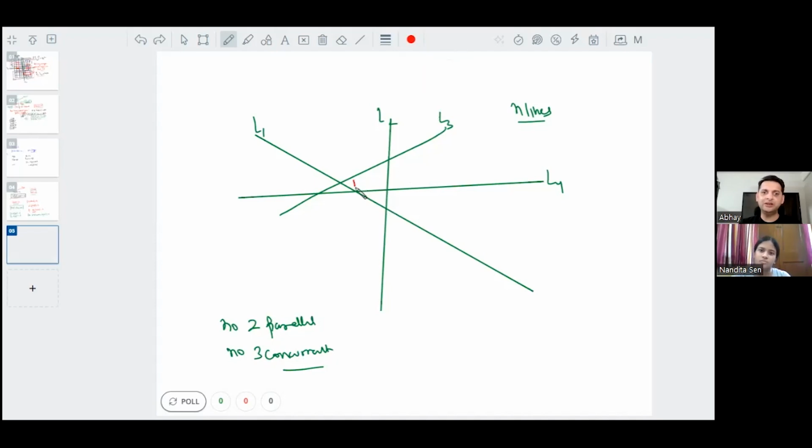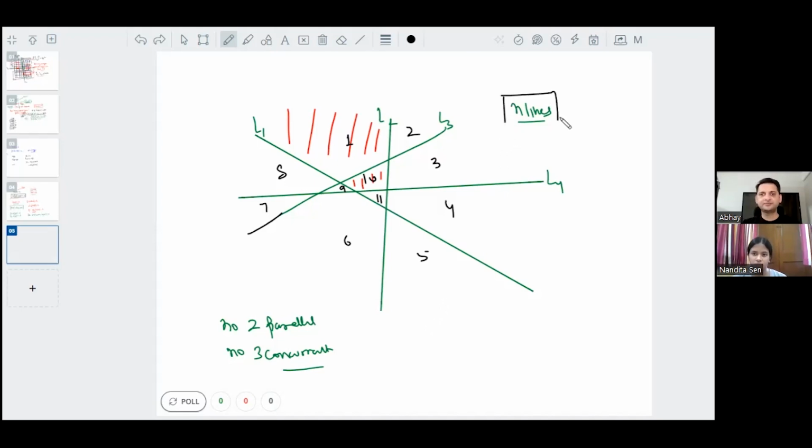It can be bounded like this. It can be unbounded like this. For example, in 4 lines, how many regions are there? Can you count? So this is 1, this is 2, this would be 3, 4, 5, 6, 7, 8. This is 9, 10, this is 11. So a total of 11 regions when there are 4 such lines. Can you generalize this for n lines?